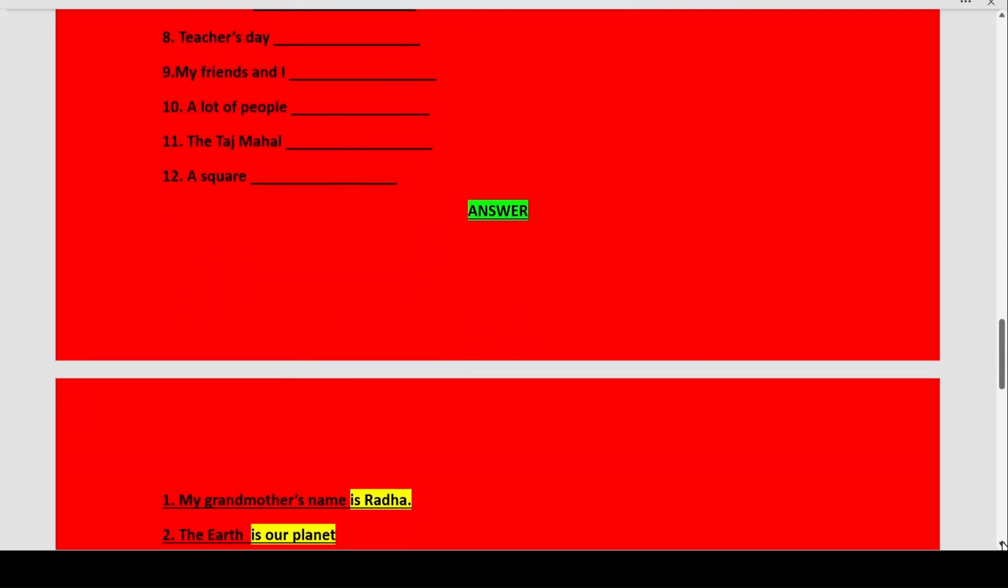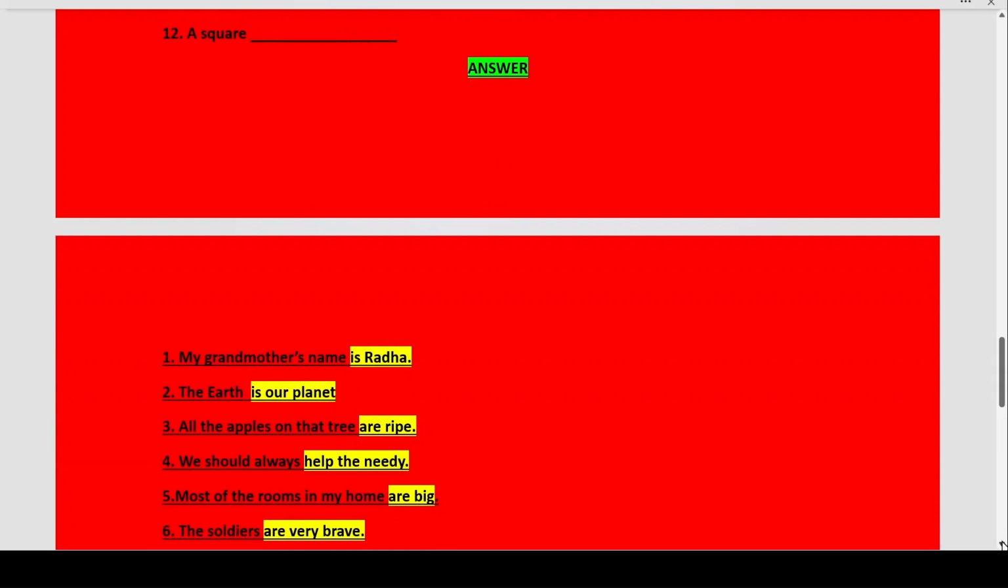Like, for example, my grandmother's name dash. My grandmother's name is Radha. What is the verb here? Is. The earth is the subject. Is our planet is the predicate. What is the verb here? Is. All the apples on the tree are ripe. What is the verb here? Are. We should always help the needy. What is the verb in the predicate part?